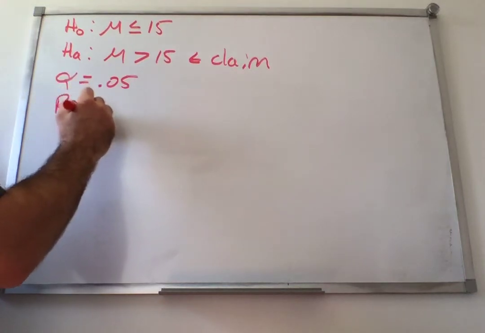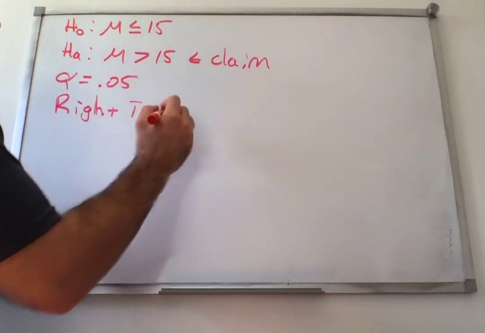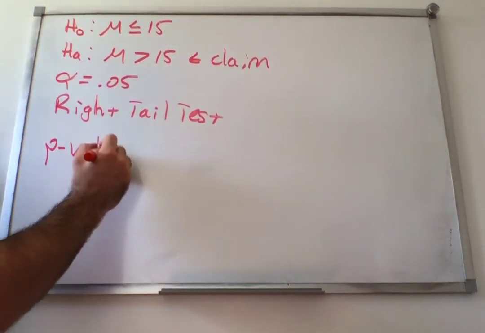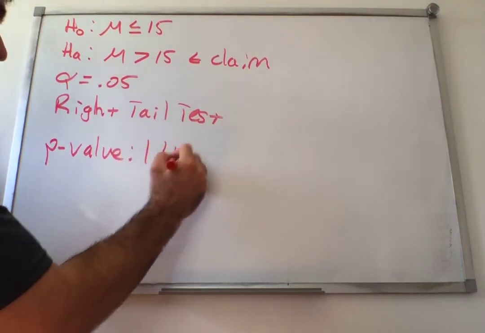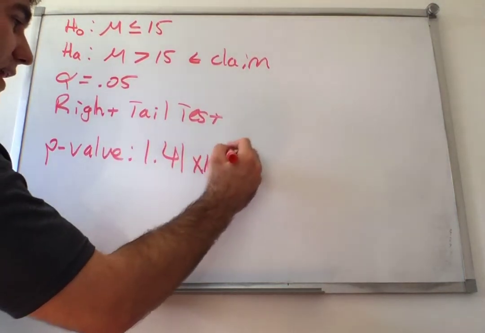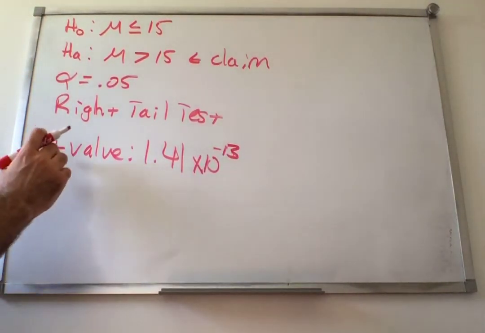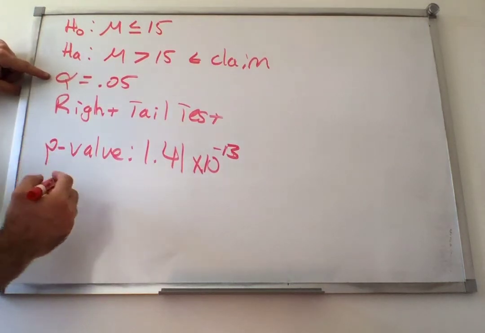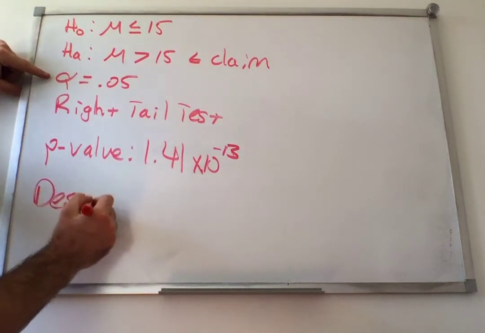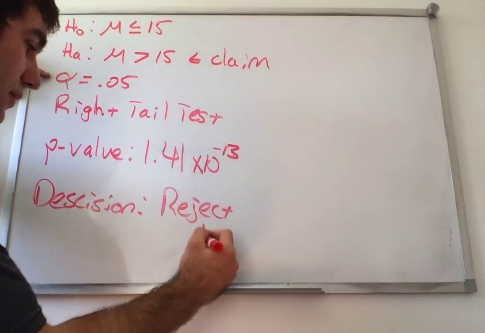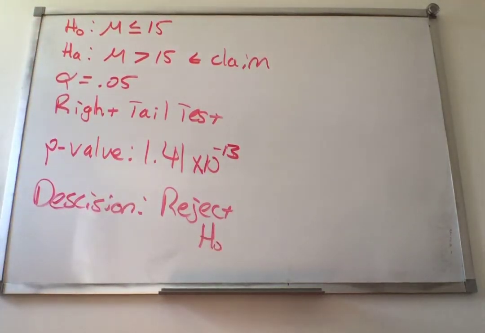This was a right tail test. And then we found our p-value to be 1.41 times 10 to the negative 13. Based on these two, we compare them, and our decision is to reject our null hypothesis. Okay? That's what we've decided right now.